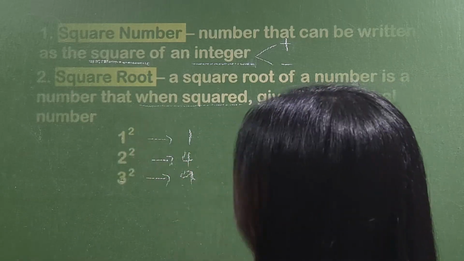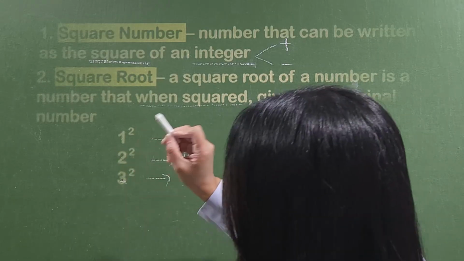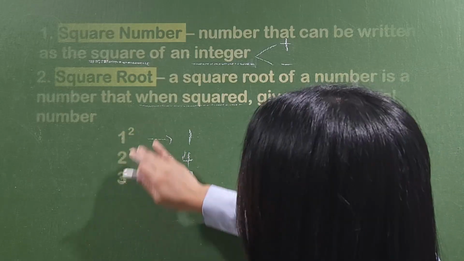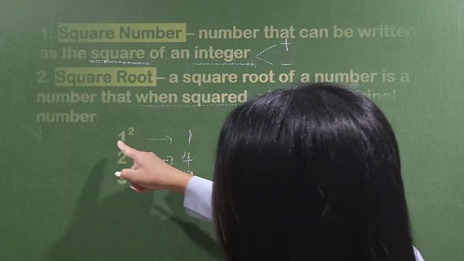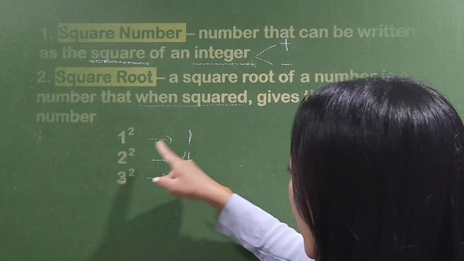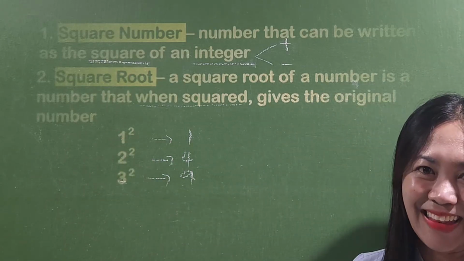How about square root? These numbers 1, 2, and 3 are examples of square roots because these are the numbers that when we square them, 1 times 1, it will give the original number, which is 1. 2 times 2, 4. 3 times 3, that is 9.